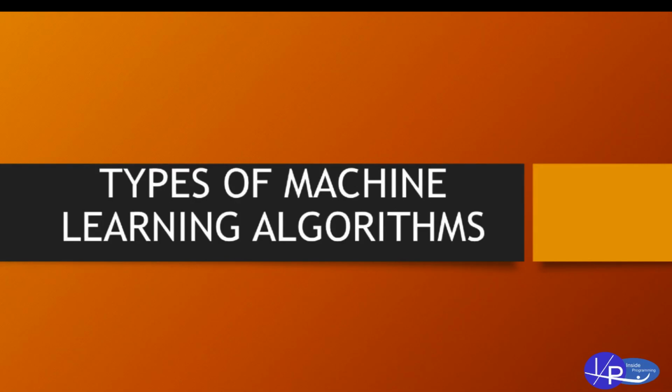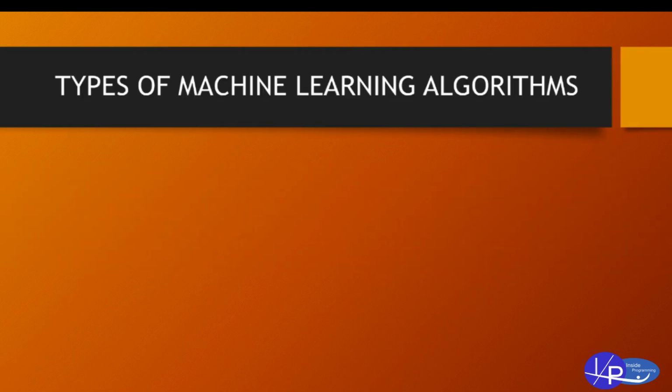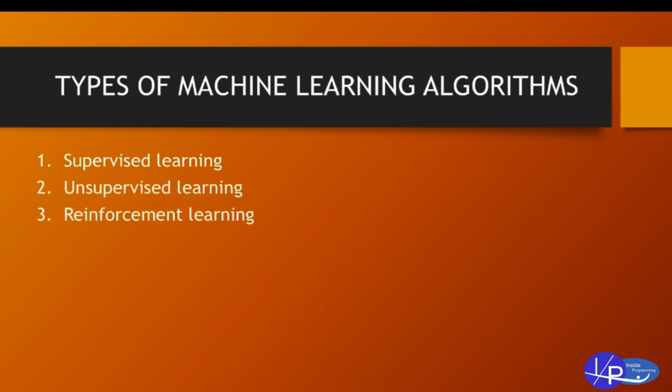In this lesson we are going to discuss types of machine learning algorithms. We are going to start by looking into supervised learning, unsupervised learning, reinforcement learning, and lastly we are going to discuss the semi-supervised learning algorithm.